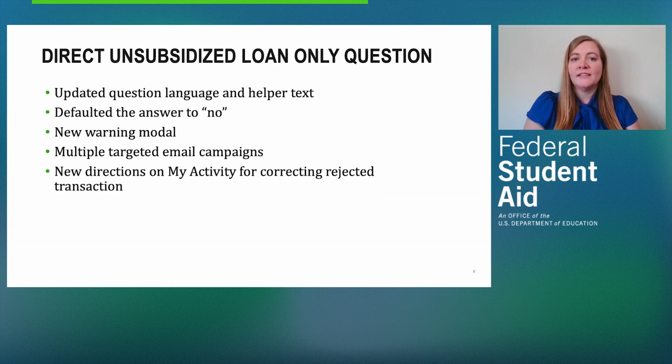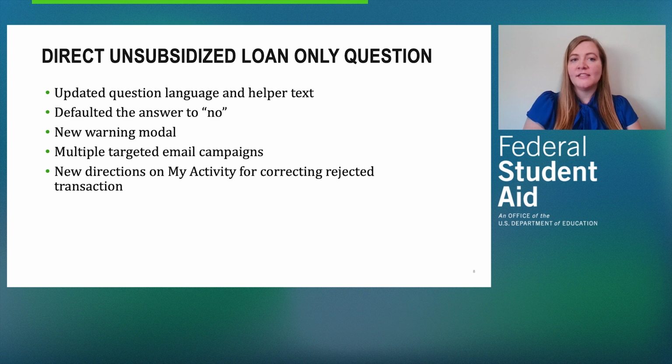Moving on to the direct unsubsidized loan-only question, we were surprised to find this year that although the question isn't new to the FAFSA, a lot of students were incorrectly answering it, leading to more frustration and corrections that could have been avoided. To address this, we started by updating the question language and helper text in a couple iterations. Once a change was made, we monitored rates of this reject, and when we realized our first rewording didn't have the impact we'd hoped for, we tried again and decided to take additional action as well.